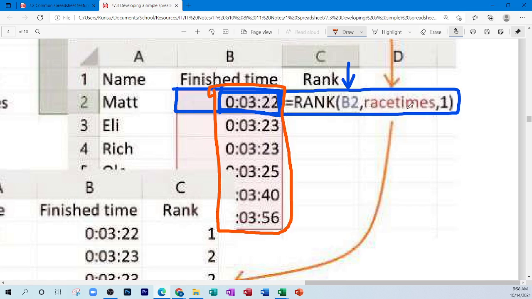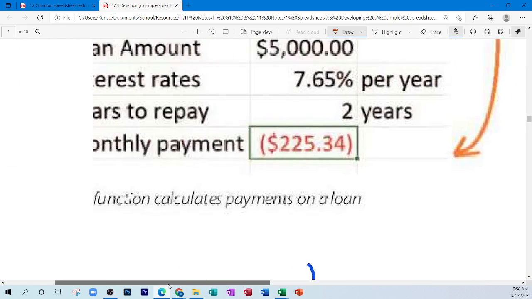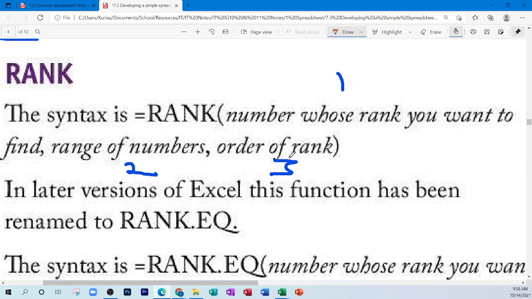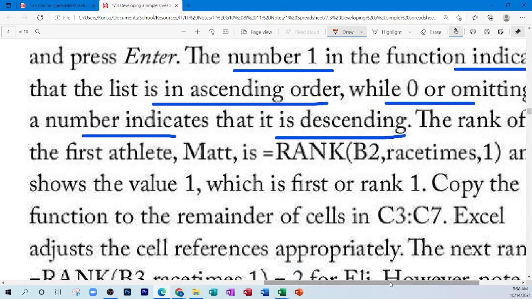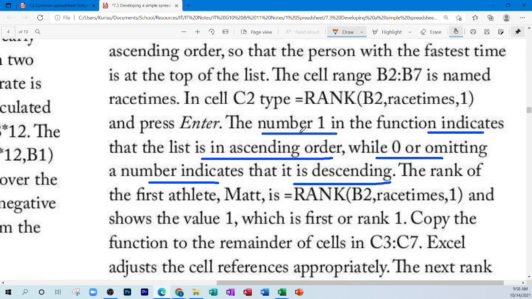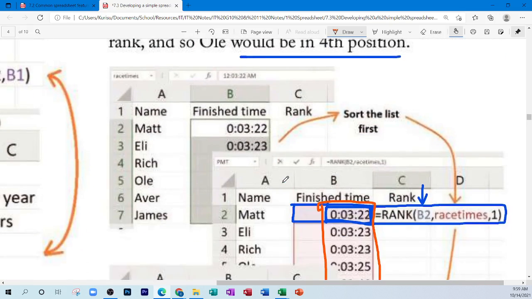and it's going to determine what position you get. Now the last part of the syntax is the rank order. How are you going to put the order of the rank? If we go back to our paragraph, it says that if you use a 1, it's going to rank in ascending order. That's all it basically is: what order you're going to put them in, ascending or descending. If you put a 0 or you put nothing, it's going to go in descending order.